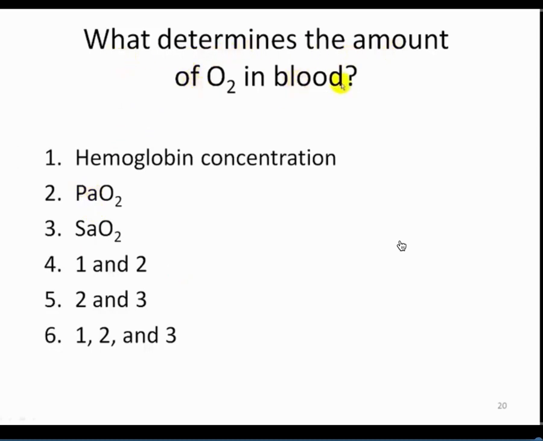And so to finish up, let's return to oxygenation. What determines the amount of oxygen in the blood? What determines our 20 ml of oxygen per deciliter of blood? Is it hemoglobin concentration? Is it the PaO2? Is it the saturation? Is it 1 and 2, 2 and 3, or all of them, 1, 2, and 3? Again, you can think about it. If you need to, you can pause.